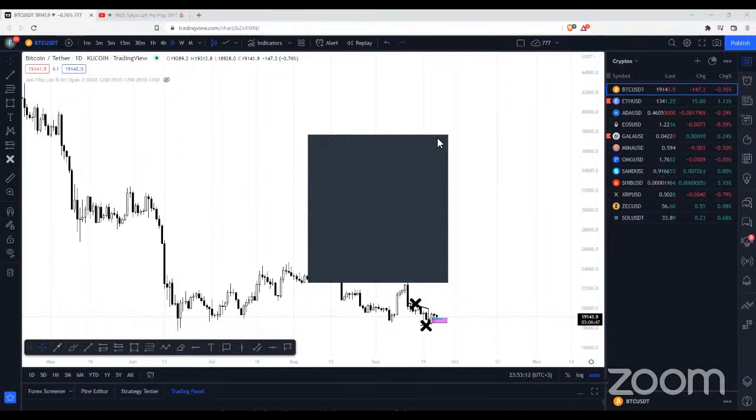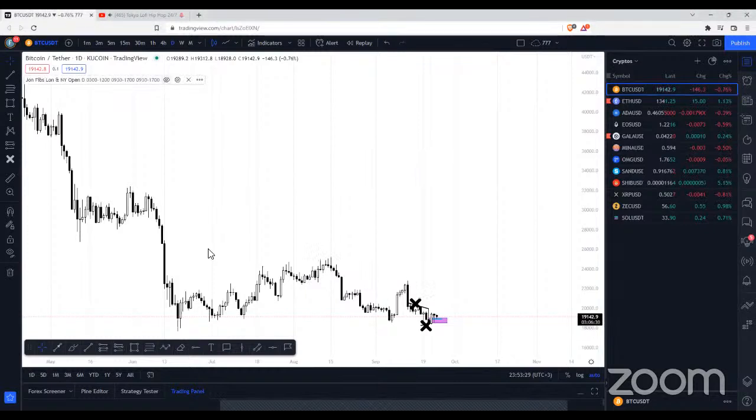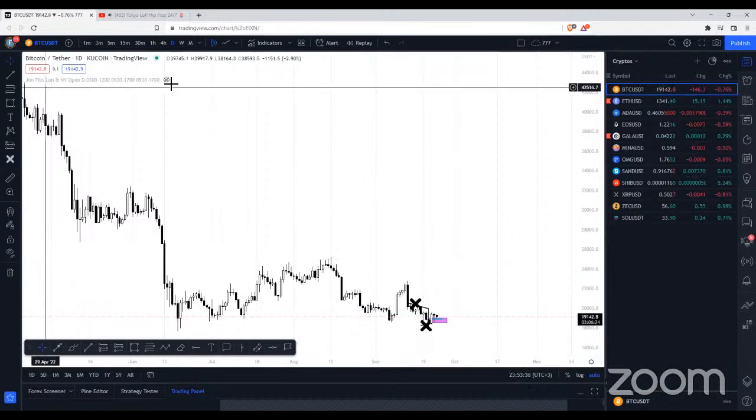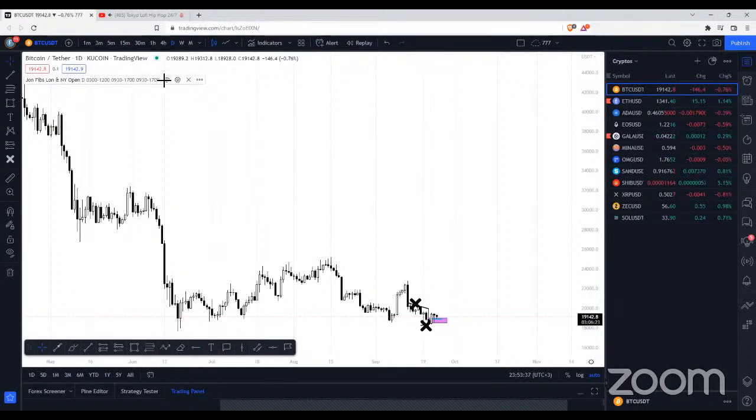Do you trust indicators for analysis? It just depends on you. I'm not a big indicator trader. The only time I actually use indicators is, I think I erased my kill zone. Darn it, I think I got rid of my kill zone. But these are the only indicators I actually use.